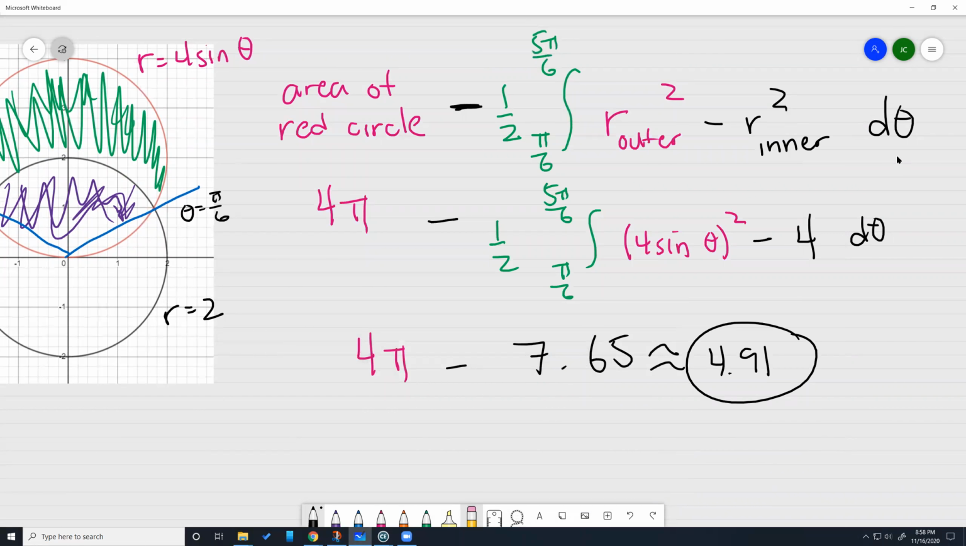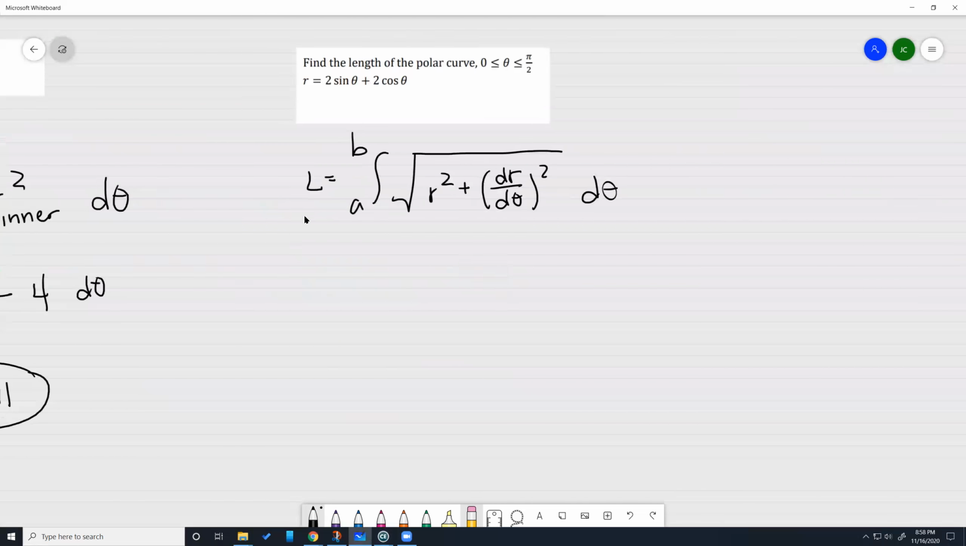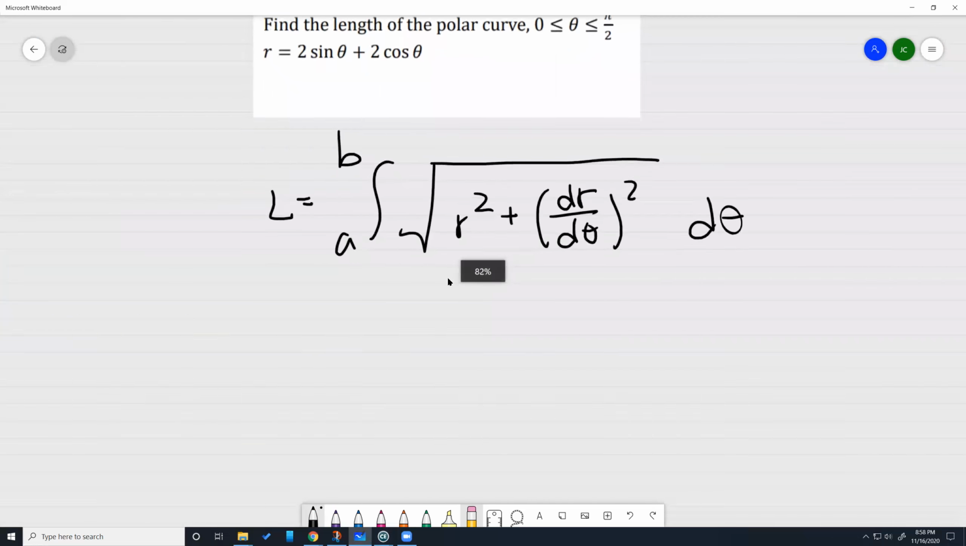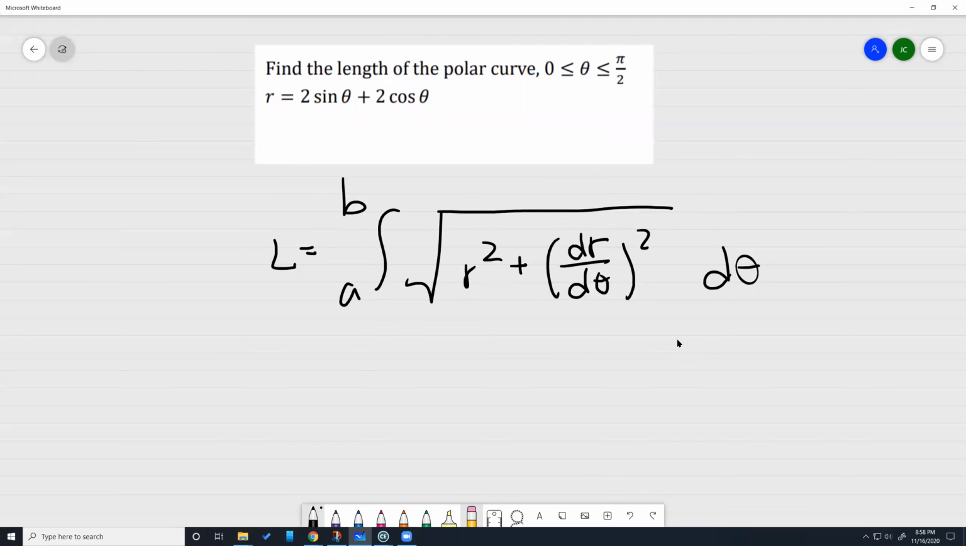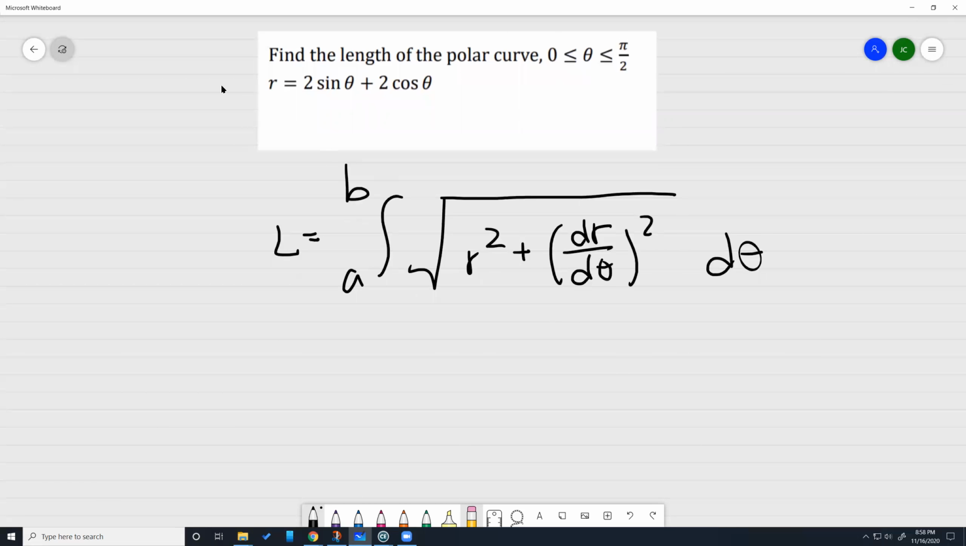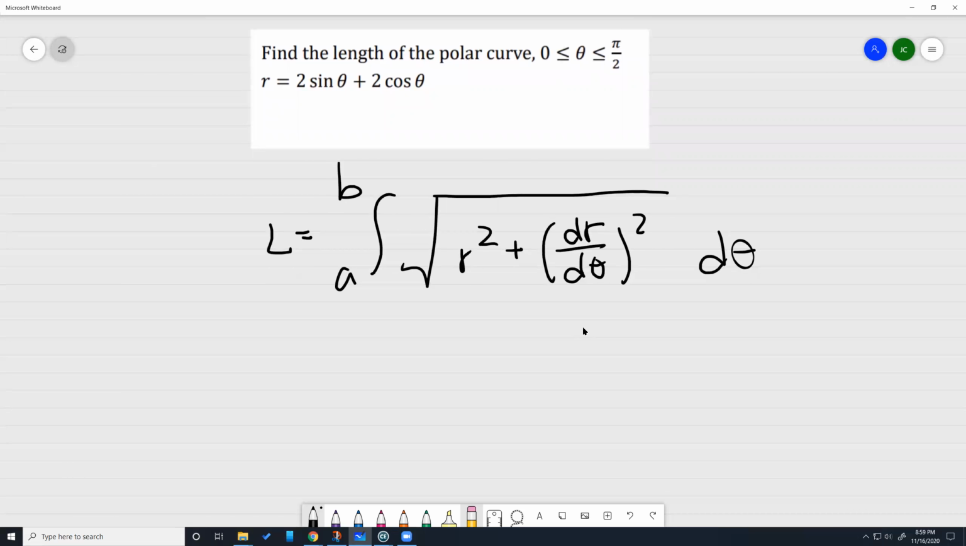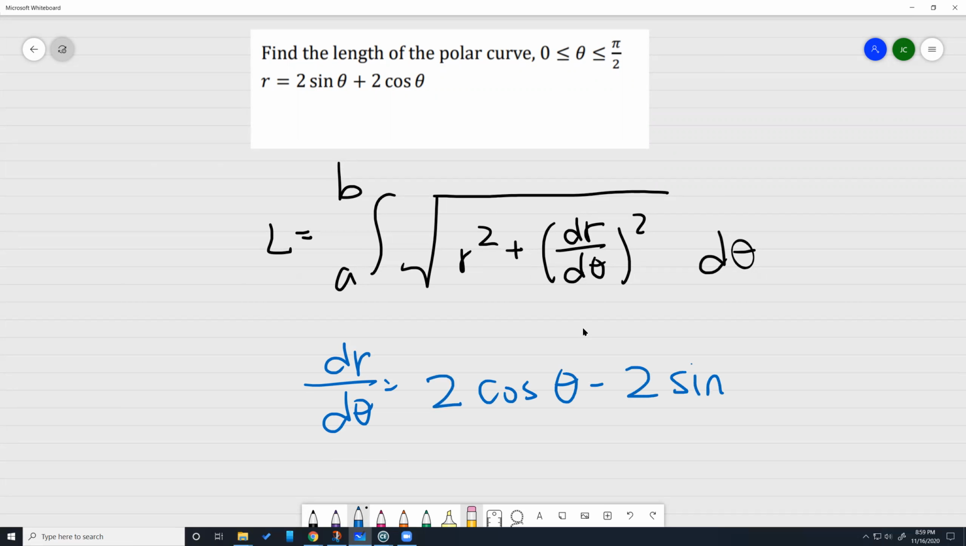There you go. Okay, second problem. Length of a polar curve, for this equation. You're going to want to use this equation right here to find lengths of polar curves. If you're given the r equation, this is actually not bad at all. All you need to find is the derivative, dr d theta, which means taking the derivative of the original equation. That will give you 2 cosine theta minus 2 sine theta.